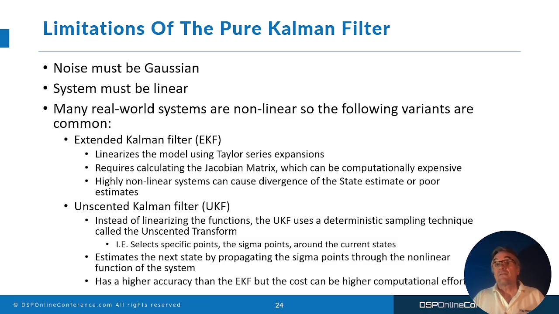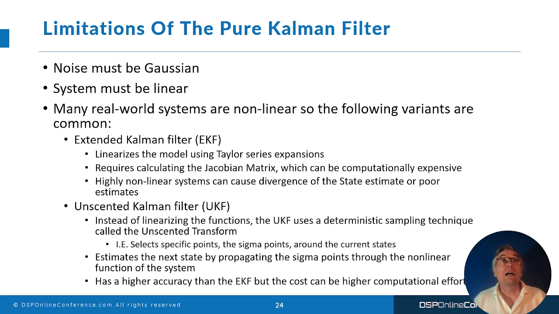The UKF gives a much more robust solution than the EKF, so it is much more common to use that in GPS systems and so on and so forth. But unfortunately, it does require a higher computational effort to compute. It's like everything in DSP land. The more performance you require, the more MIPS you're going to need.